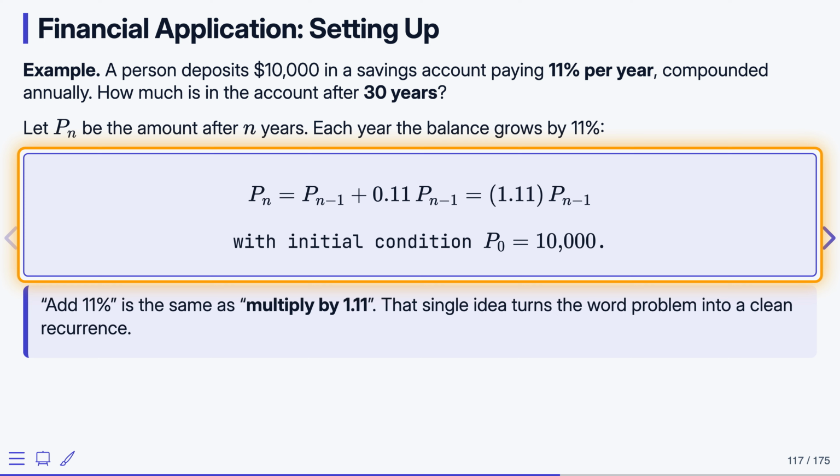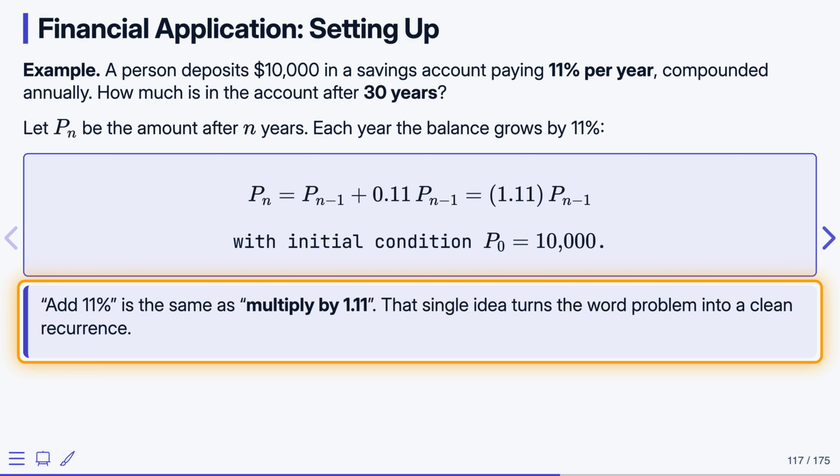Let P sub n be the amount after n years. In 1 year, the new balance is the old balance plus 11% of the old balance. That is P sub n equals P sub n minus 1 plus 0.11 times P sub n minus 1. We can factor this. It equals 1.11 times P sub n minus 1. The starting amount is P sub 0 equals 10,000. The key idea: adding 11% is the same as multiplying by 1.11.